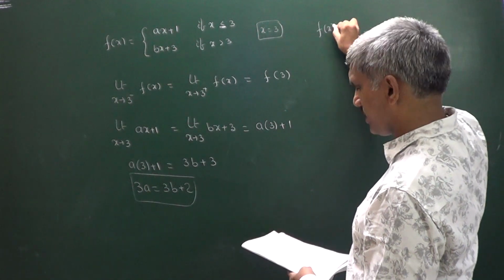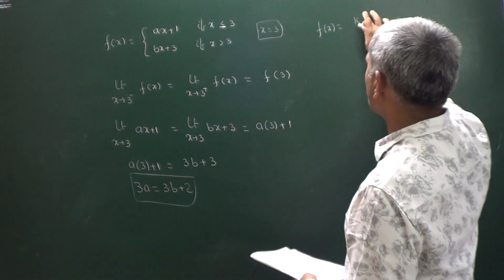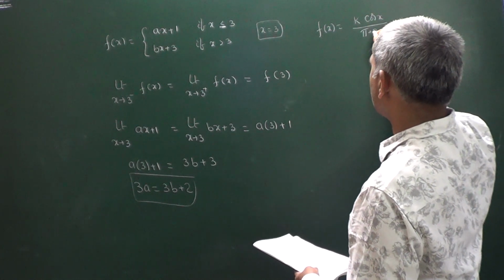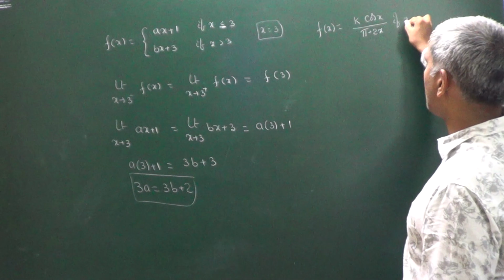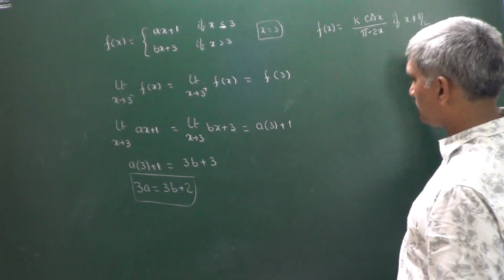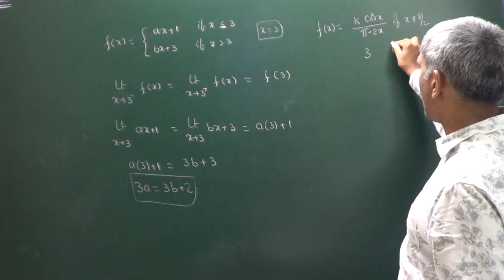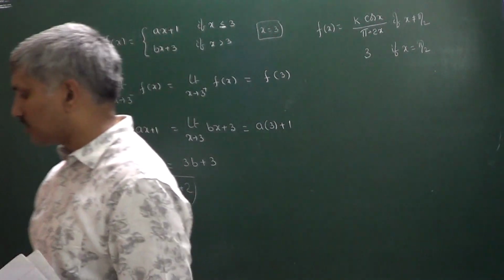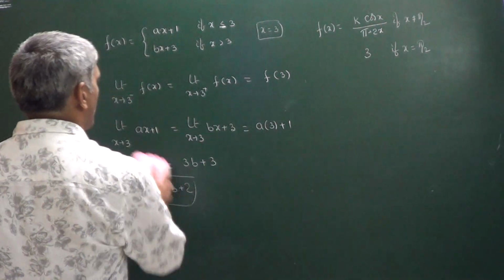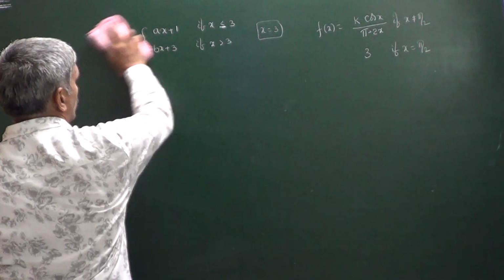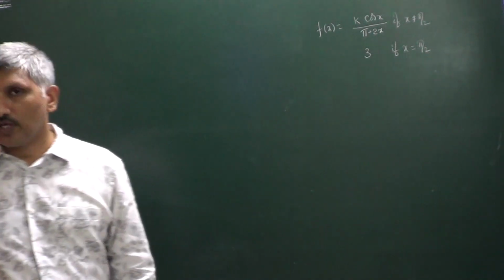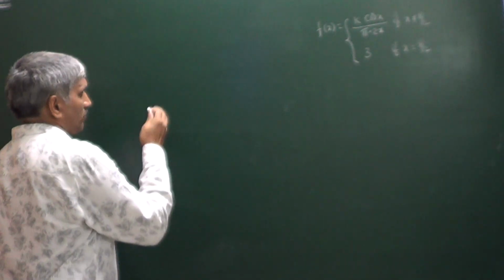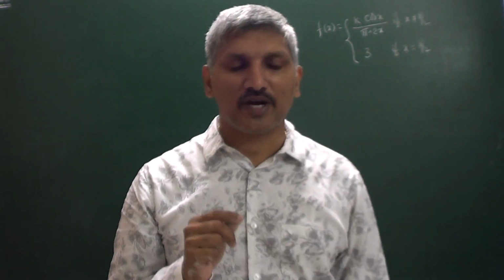So this is another question. f(x) equals k cos x divided by (pi - 2x) if x is not equal to pi by 2, and it is given as 3 if x equals pi by 2. Now you can observe the function is continuous at x equals pi by 2, given.